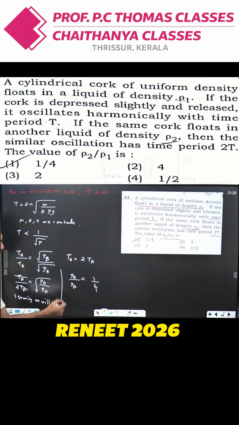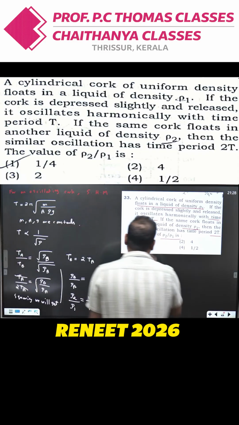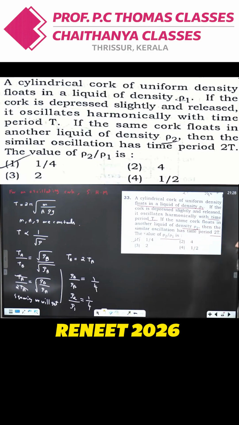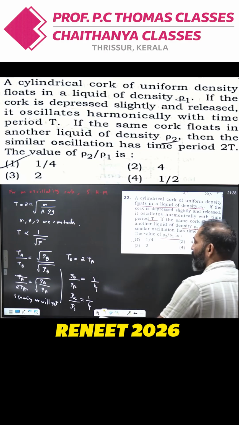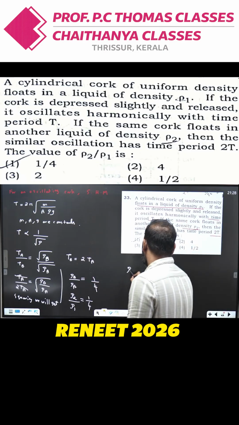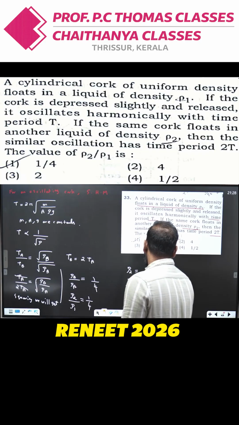So ρB by ρA, actually in the question it is ρ2 by ρ1. So my option is 1 by 4. Here also it is 1 by 4. See, I have taken A, B; I should have taken ρ1, ρ2. ρ2 is ρB, and ρ1 is ρA. I hope it is clear.